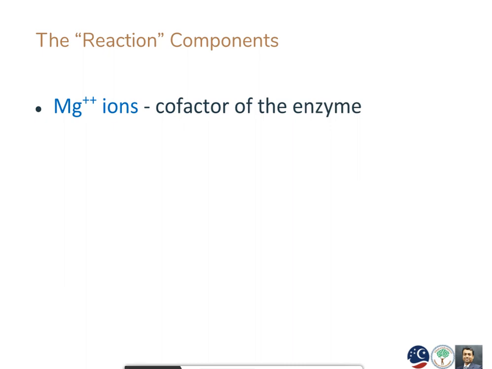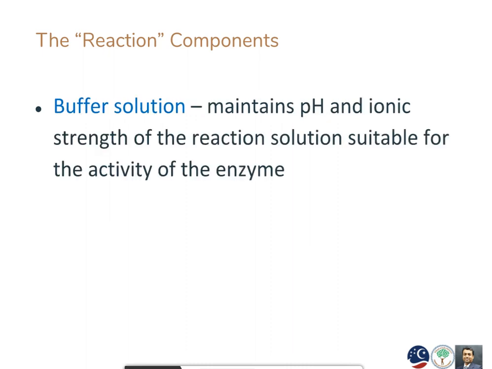Next are the magnesium ions. These are actually the cofactors, or the helping hands, for the DNA polymerase enzyme, without which the enzyme cannot function properly. Then the last requirement is the buffer solution. As we all know from our knowledge of chemistry, a buffer is a solution which maintains the pH and the ionic strength in a reaction medium. Here we need a buffer like that.